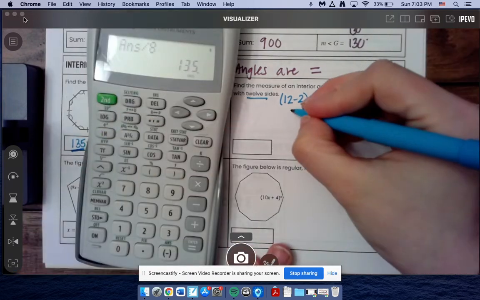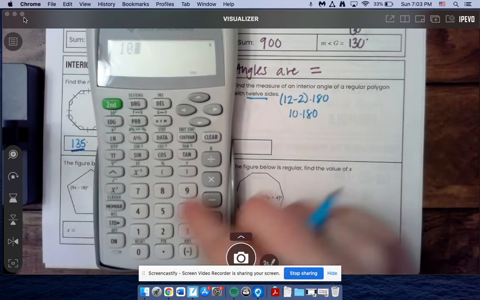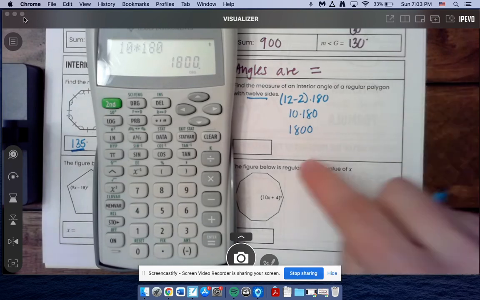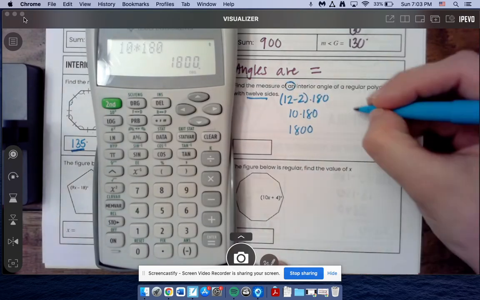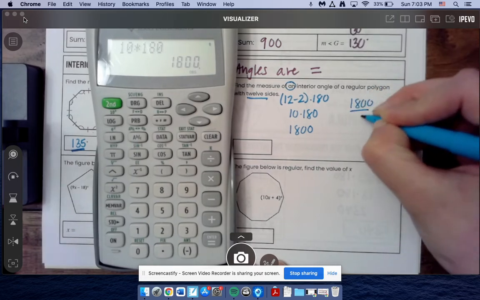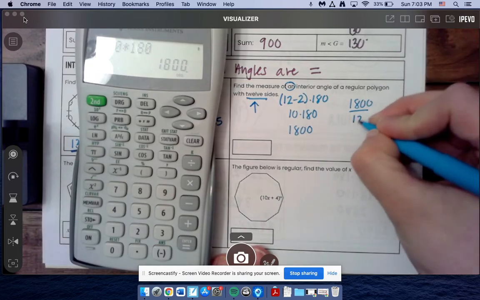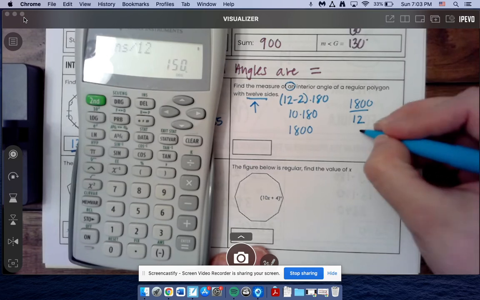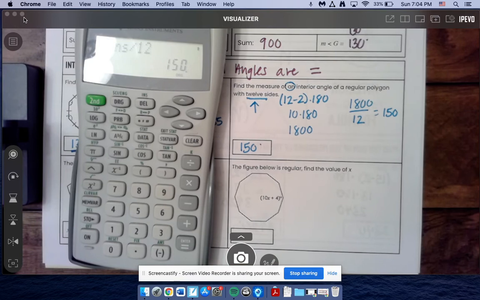Okay, so 12 minus 2 times 180. 12 minus 2 we know is 10. What's 10, you guys, times 180? 1800. So that's what all of our angles add up to, but we just want one of them. So now we got to take that 1800 and divide by how many sides there are, and we have 12 sides. So divide by 12, and we should be getting 150. Okay? Proud of you. Good job. Let's try a few more.